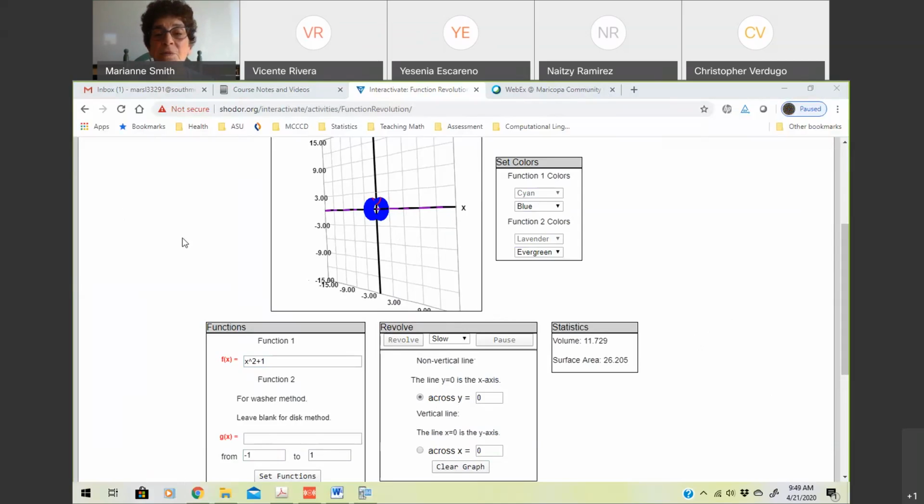Now again, this tool exists on the internet, so if you can log on, it's at showdoor.org. Again, I have a link to it in the apps section, the videos and notes, and it's under applets. I like this tool because you get the 3D picture, which I think is cool.